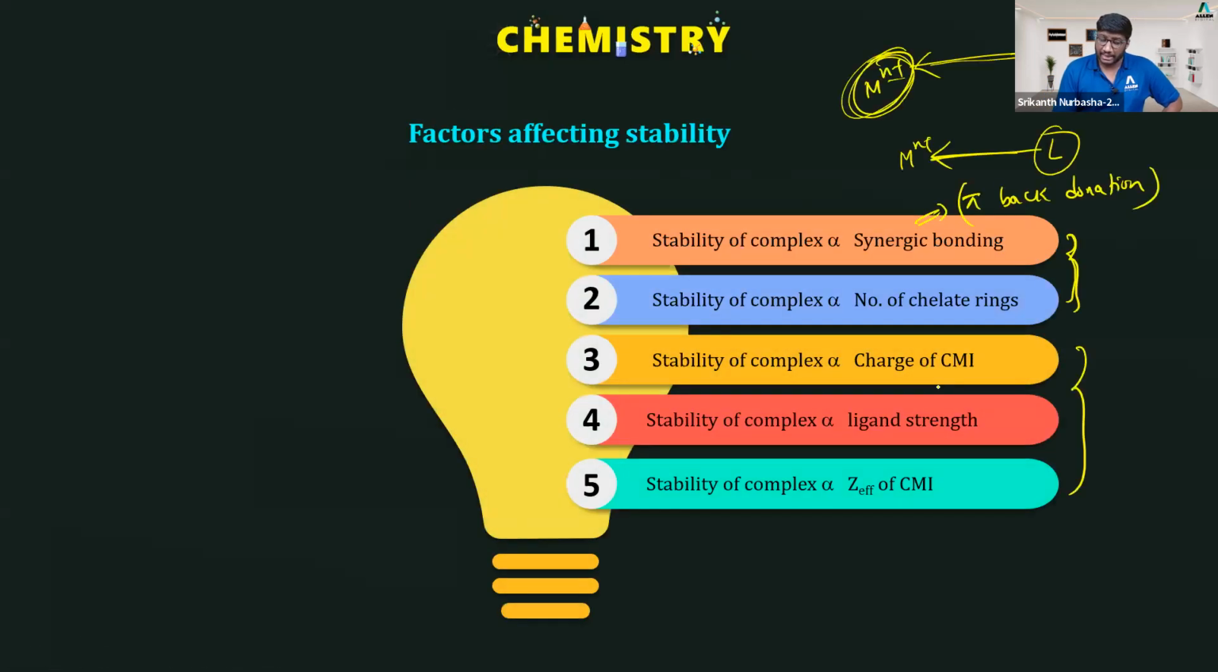Yes, Prachi, ligand strength means strong field ligand is going to form a bond easily. So strength of the ligand greater means the stability of the complex is high. Understood? Ligand strength means strong field ligand is a stronger ligand which has more field. So obviously it has more tendency to form a bond with the metal. So whatever the complex is formed, that is going to be stable.